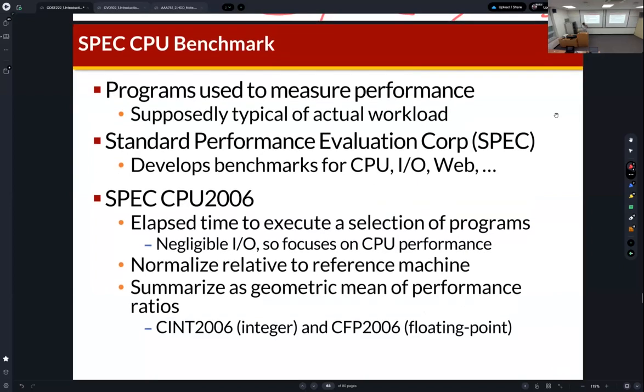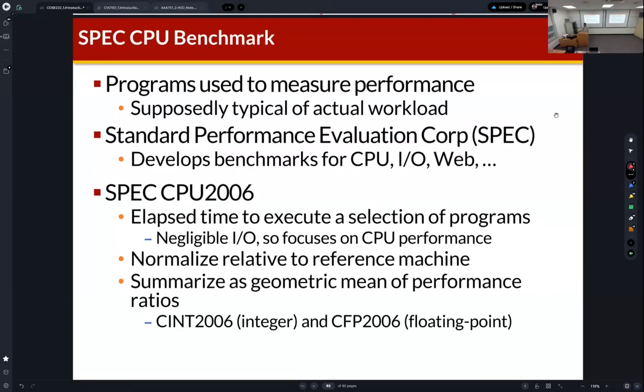Okay, so now I will introduce the benchmark application. Until now, we learned how to measure the performance of a computer system, and also how to measure the power consumption of this computer system. Then we require a standardized application that will be used for measuring the performance of computer systems. These applications are called benchmarks.